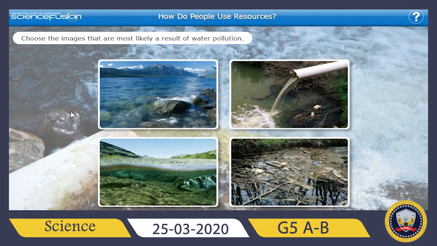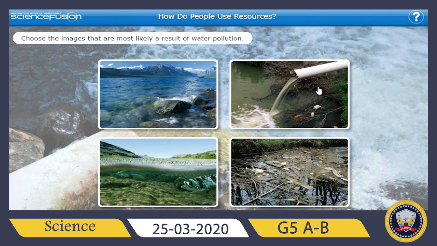We have a question here. It's a really easy question that you will understand quickly. Choose the images that are most likely a result of water pollution. So, do you think that this water is polluted here? It is looking really transparent. We can't see any pollutants in the water. And this one also, we can see underwater clearly. It is looking really clear.